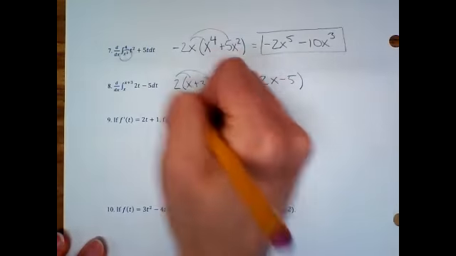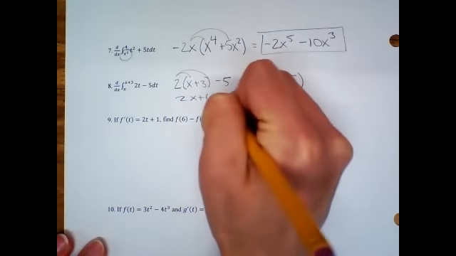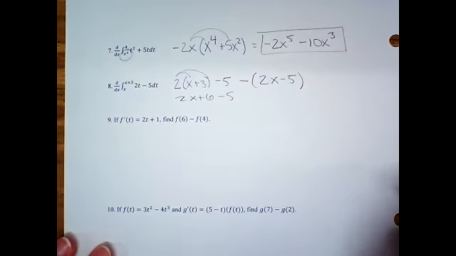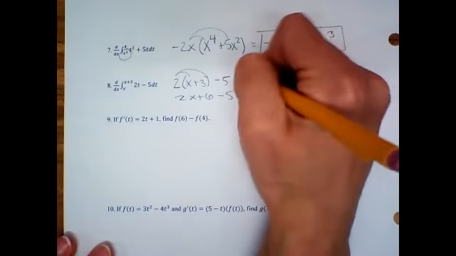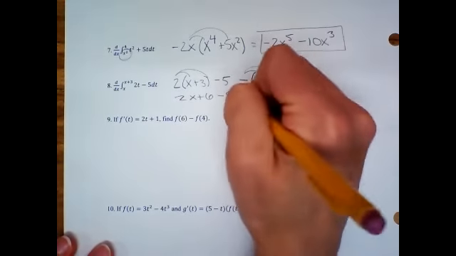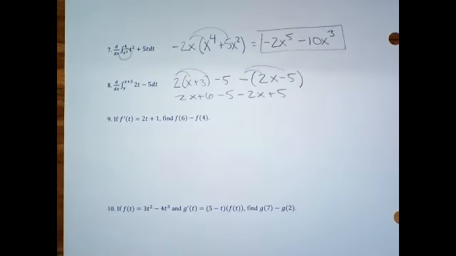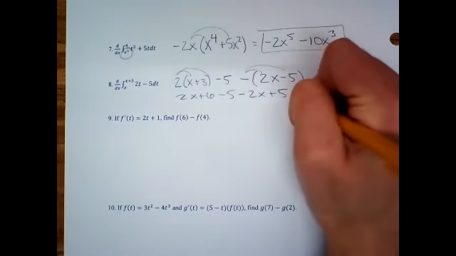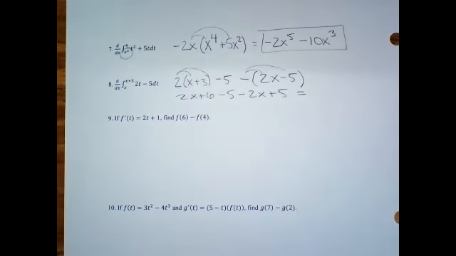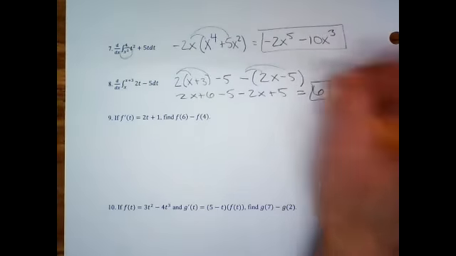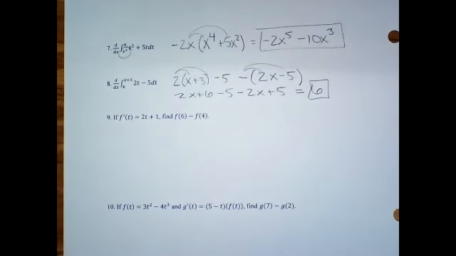When you distribute, this will be 2x plus 6 minus 5. And then distributing the negative will be negative 2x plus 5. And it all goes away except for what? Yeah, the 6. Everything else cancels out and you just get a value.